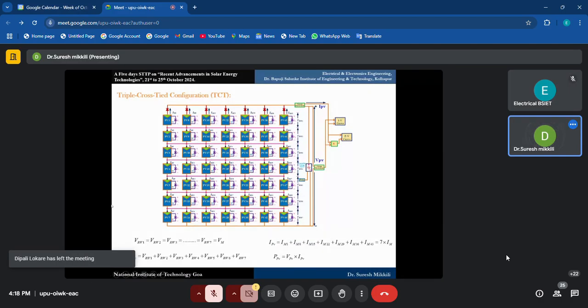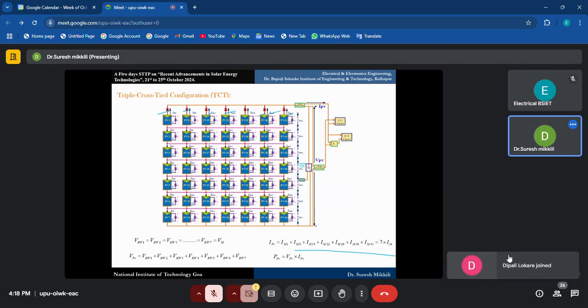So when we consider the currents like this, module 1, module 2 current, module 3, module 4, it can be taken like this. Here we have taken module 1, module 8 current, module 15 current, module 22 current, module 29, module 36, module 43. All these module currents are added together, then it will give you 7IM. So the power will be 49 times IM only.